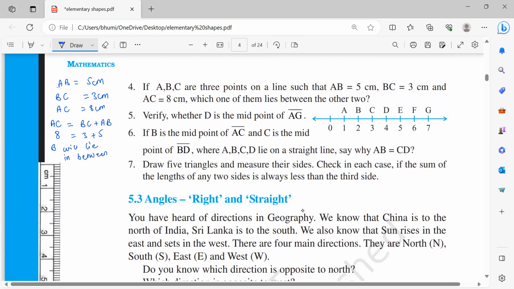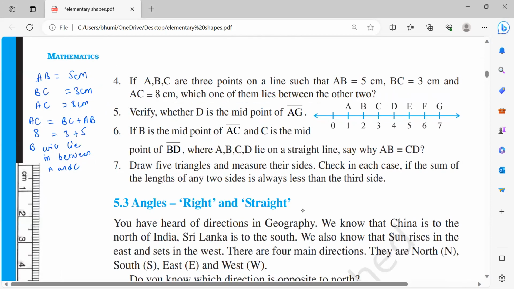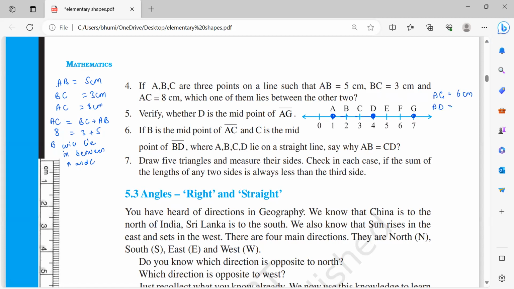A and C. Okay. Verify whether D is the midpoint of AG. You have to verify whether D is the midpoint of AG or not. So in this, D is here, A is here, and G is here. So we will write that AG is how many centimeters? 1, 2, 3, 4, 5, 6 centimeter. AD is 3 centimeter and DG is 3 centimeter.